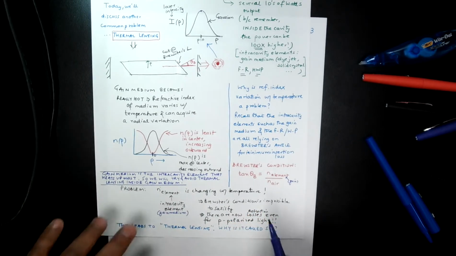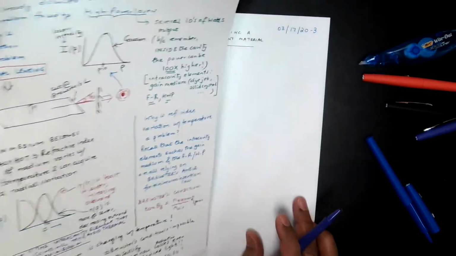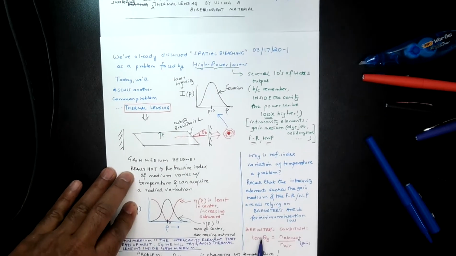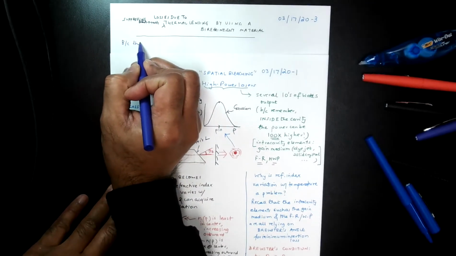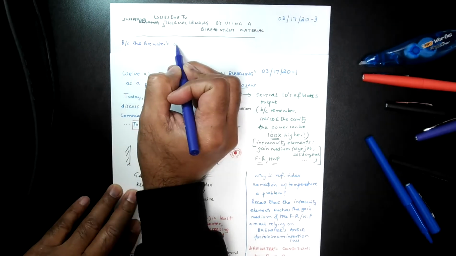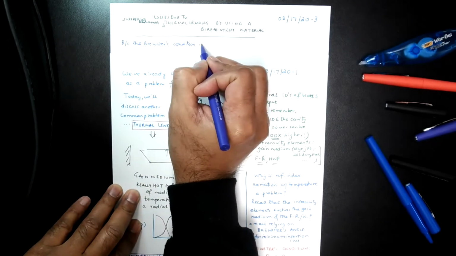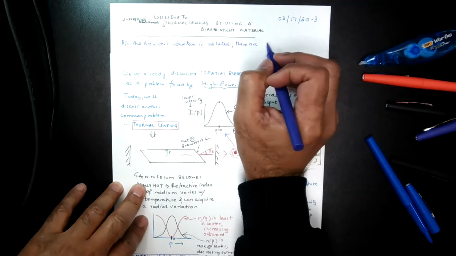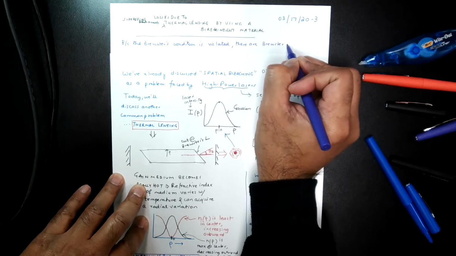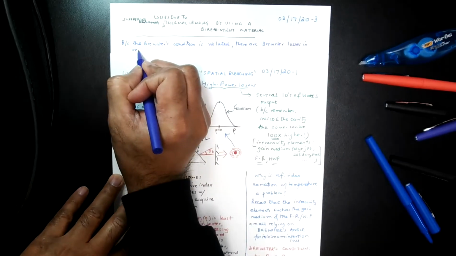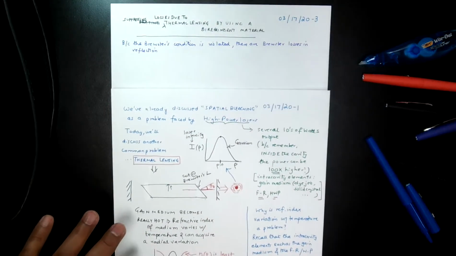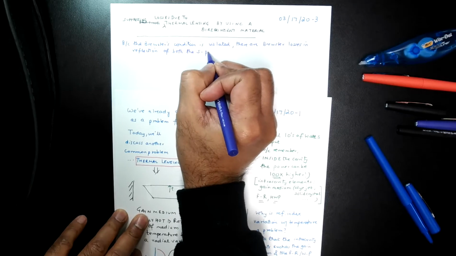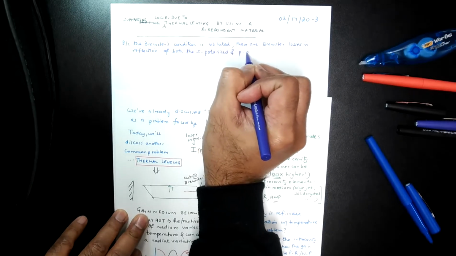So let me just write here that I'm talking about the Brewster's condition, that because the Brewster's condition is violated, there are now Brewster losses in reflection of both the S polarized and P polarized light.